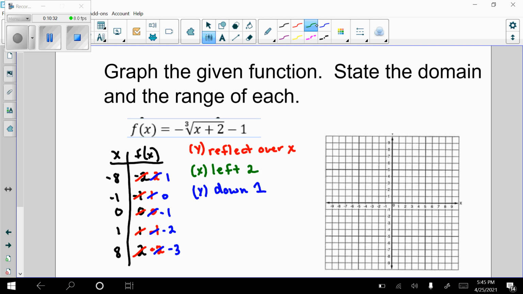For my left 2, I need to take my x values and subtract 2. Negative 8 minus 2 is negative 10. Negative 1 minus 2 is negative 3. That'll be a negative 2. 1 minus 2 is negative 1. And 8 minus 2 is 6.